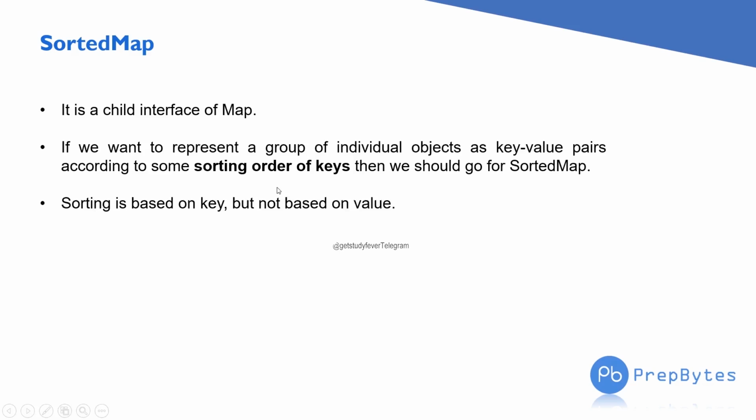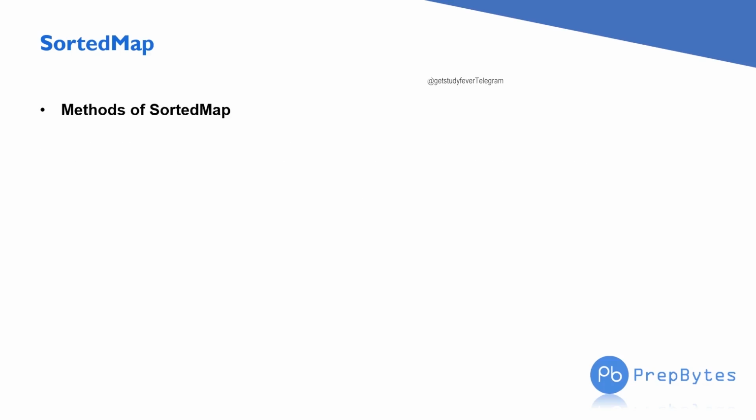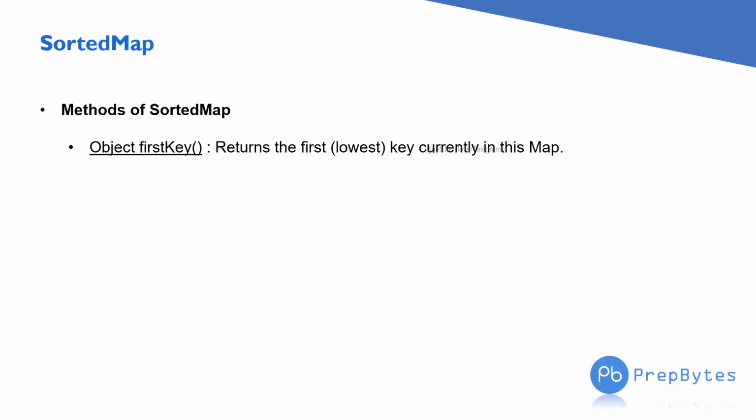Okay, now sorting is based on key but not based on value, because we have two things here, key and value. So the sorting is based on key. Okay, now let's see the methods of sorted map. So it is an interface. So take care, the methods will not be implemented, just defined here. It will be implemented by tree map.